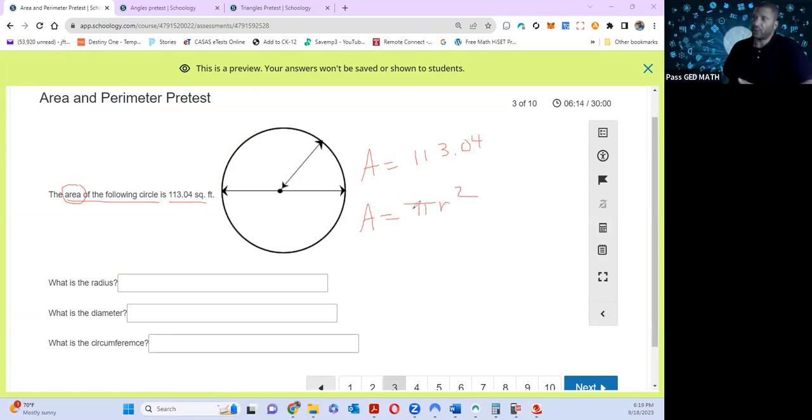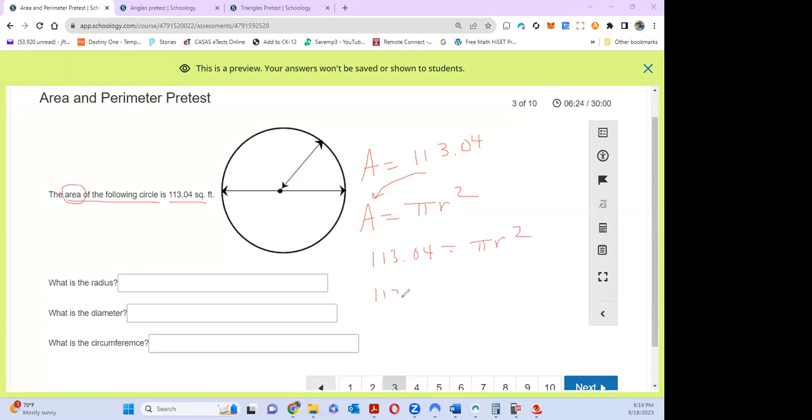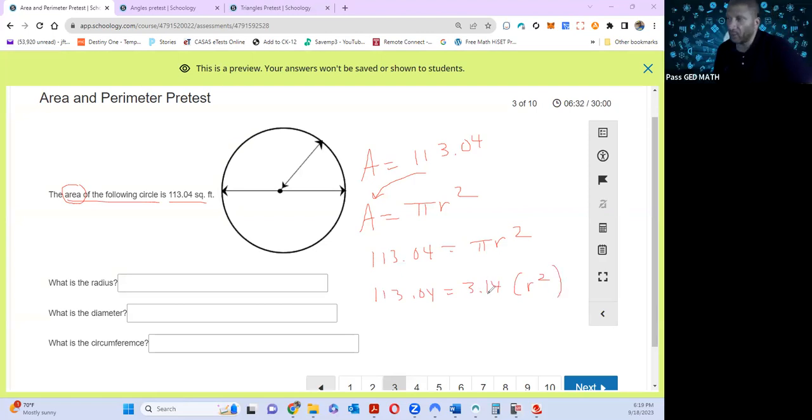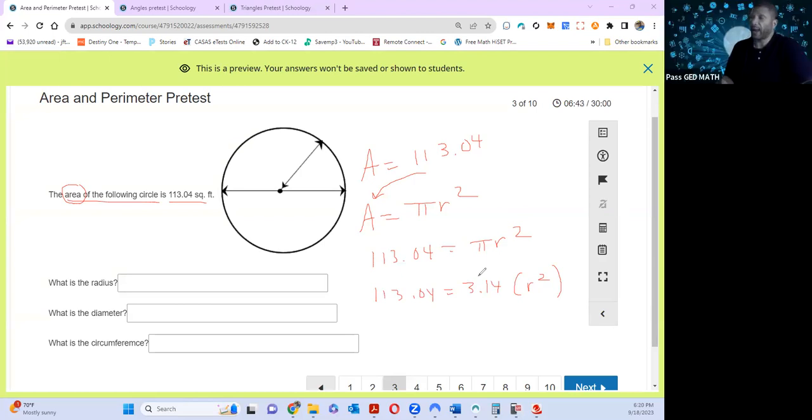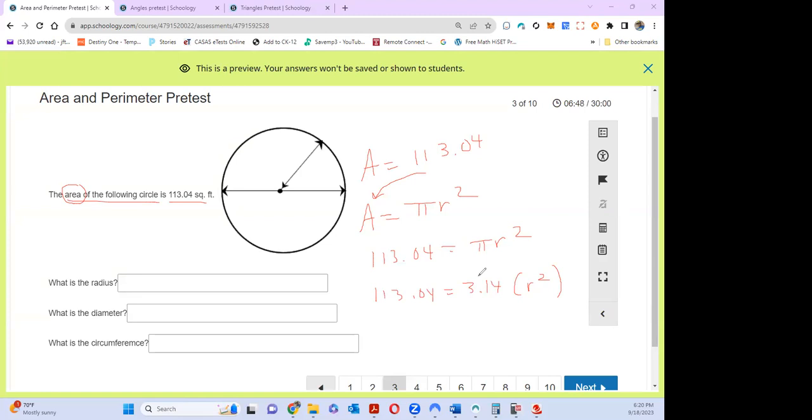Since we know A is 113.04, we're going to substitute that in. So 113.04 equals pi r squared. Do we know what pi is? Yes, 3.14. If we wanted to get r by itself, we would need to get rid of that pi. How do we get rid of that pi? We multiply it. Tell me why you multiply. I don't know.